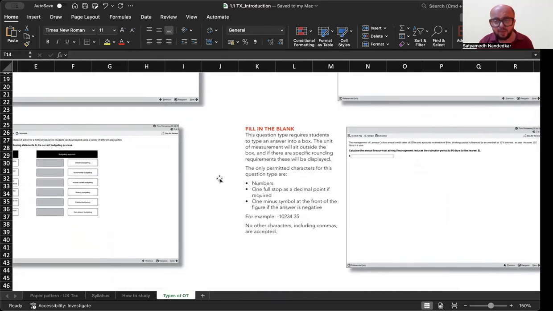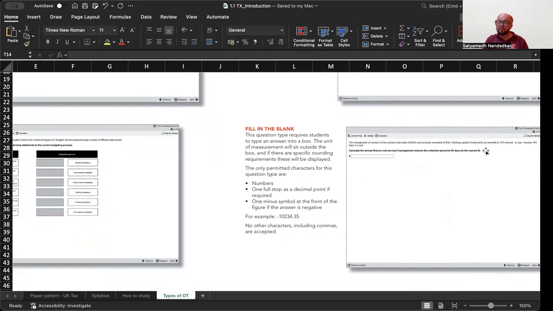Then you have fill in the blank type questions. These are where a lot of students lose marks because they need to understand the expectation of the answer, right? So, for example, if they have said round it to the nearest dollar, then if your answer is 1360.8, you should round it off to 1361. If your answer is 1360.2, then it should be 1360.